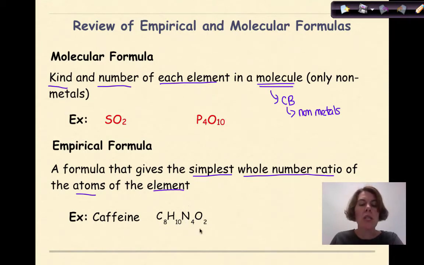So if we look at this, we see that 2 is the highest number that will divide into all of these numbers equally. So we're going to say 8 divided by 2, 10 divided by 2, 4 divided by 2, and 2 divided by 2. So my empirical formula will be C4H5N2O. And then again, we don't need to put the 1. There is an assumed 1 right here at the end of the formula, but it does not need to be involved and typically is not seen.